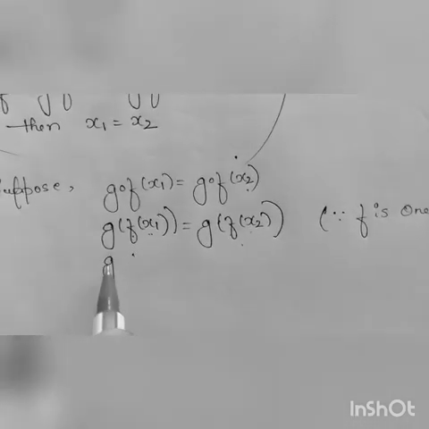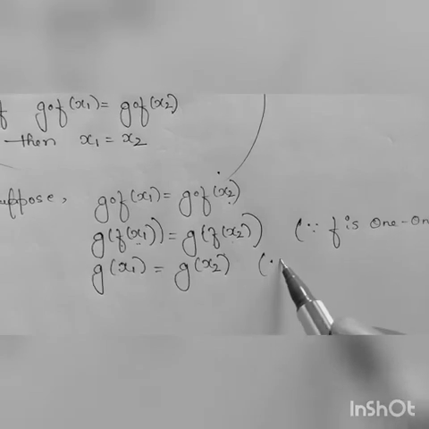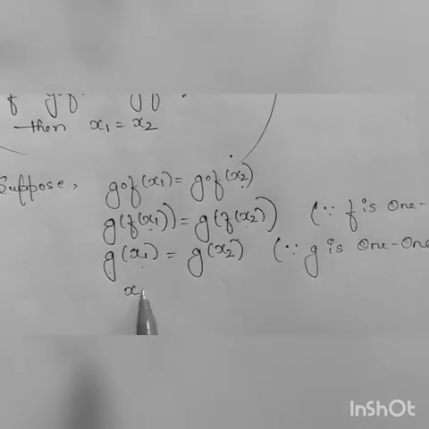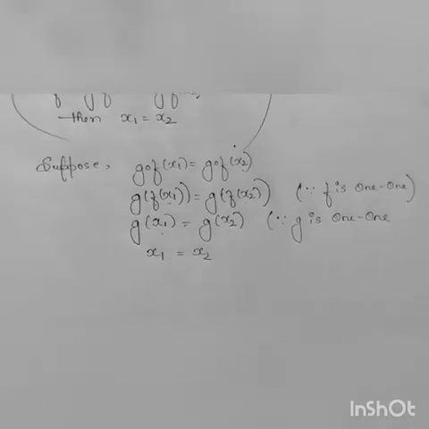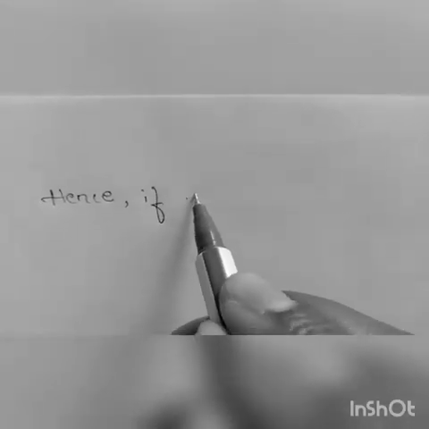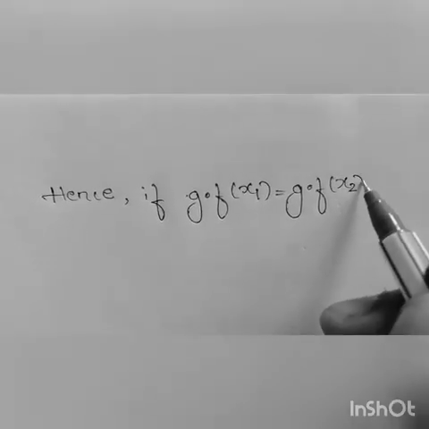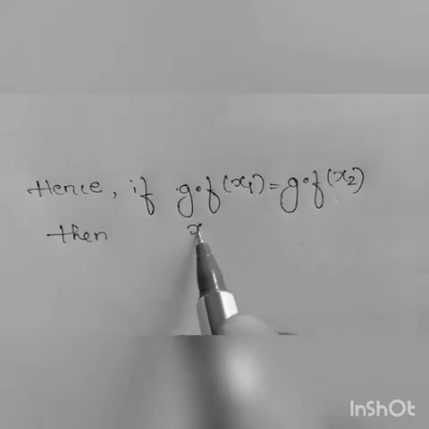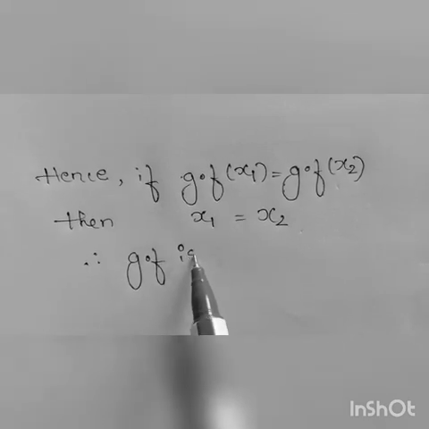Therefore, here g of x1 is equal to g of x2. And here, since g is 1, 1, you can say that instead of g of x1, you can write it as x1. Instead of g of x2, you can write it as x2. Hence, if g of f of x1 is equal to g of f of x2, then x1 is equal to x2. Therefore, g of f is 1, 1.